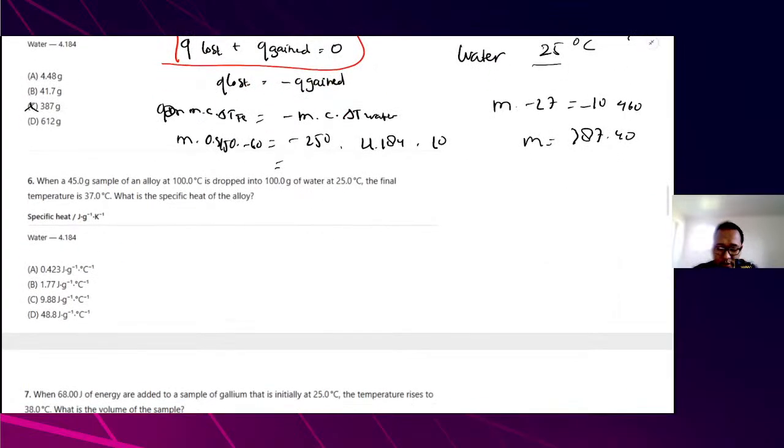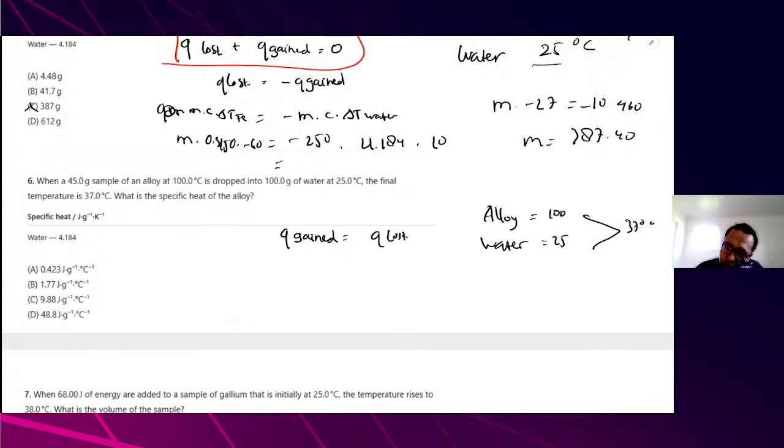Okay, now number 6. A 45 gram sample of an alloy at 100 degrees Celsius is dropped into 100 gram of water at 25 degrees. The final temperature is... this one is still the same concept. Use Q gain is the same as Q loss. The alloy's initial temperature is 100, the water's initial temperature is 25, and the final temperature is 37 degrees Celsius.